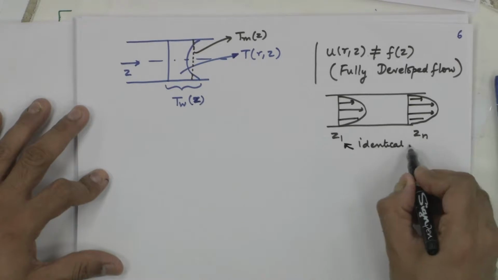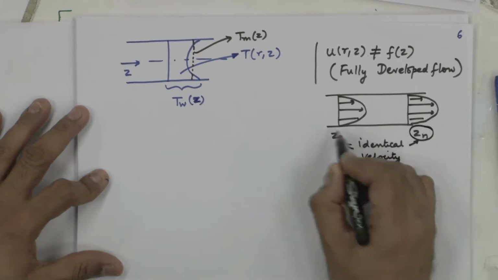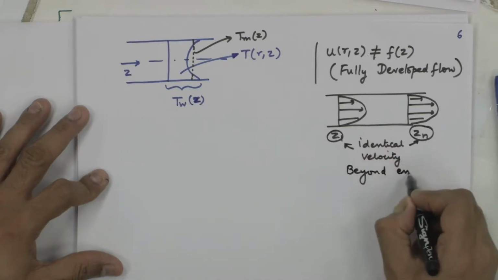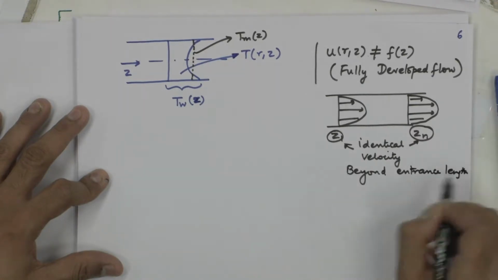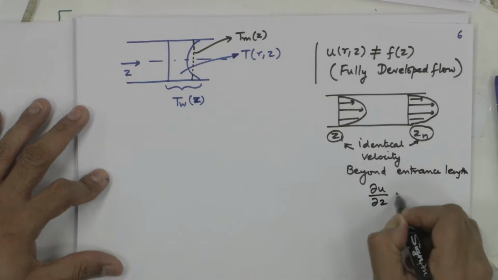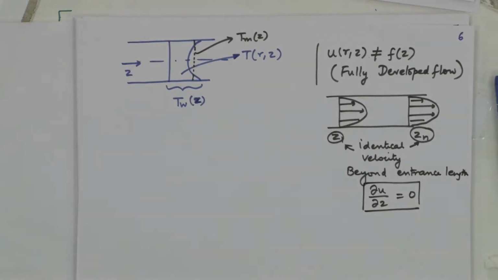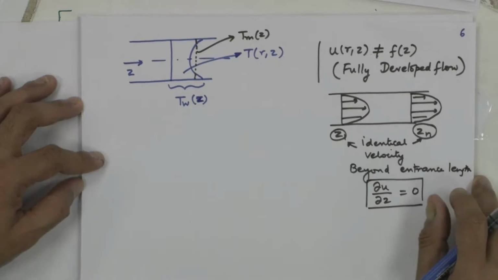The profiles of velocity at any two arbitrary z locations beyond the hydrodynamic entrance length, that is when your flow is fully developed, are identical. So du by dz is 0. This is extremely useful in simplifying our governing equations.